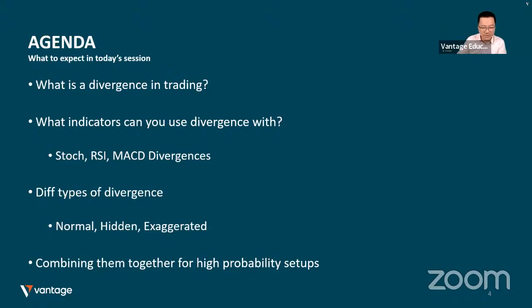There are many different types of divergence, right? There is the normal, the hidden, and the exaggerated. As I showed you on the slide before, and on the coming slide as well, three different types of divergence: the normal, the hidden, and the exaggerated. I'll go through that first before I look into some examples, and then we'll combine them together for some high probability setups. I'll show you some examples, and then we can go through some live charts and look for it together. I'll get you through the thought process to look for some possible divergence on the live charts.